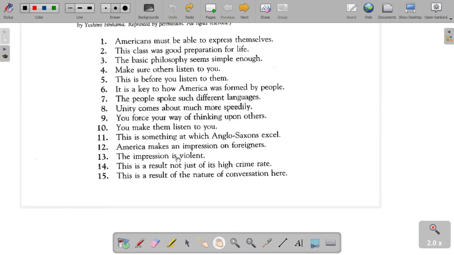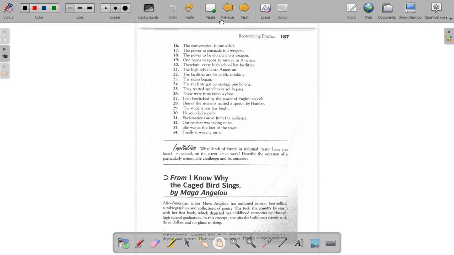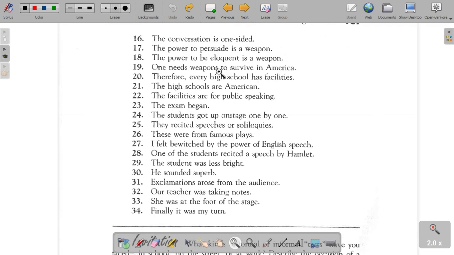America makes an impression on foreigners. The impression is violent. This is a result not just of its high crime rate, this is a result of the nature of conversation here. And then on 16, the conversation is one-sided. The power to persuade is a weapon. The power to be eloquent is a weapon. One needs weapons to survive in America. Therefore, every high school has facilities. The high schools are American. The facilities are for public speaking.